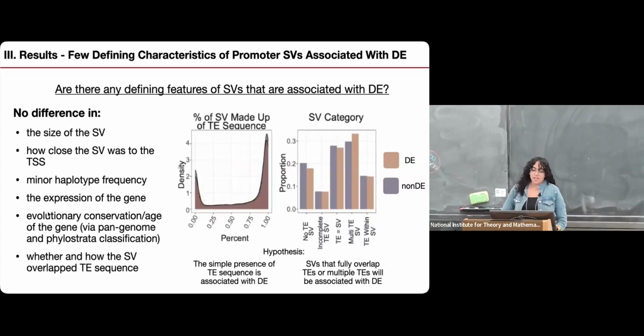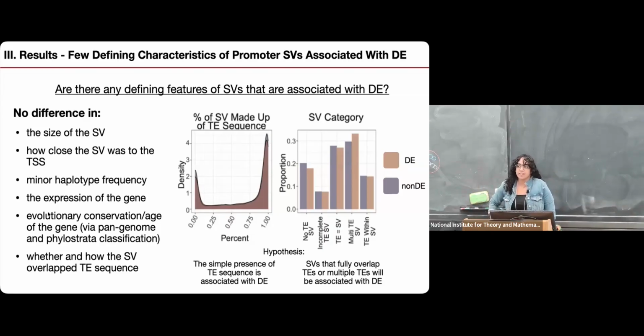And finally, slightly surprisingly, going back to the promoter SVs themselves, we just looked at whether and how the SV overlapped TE sequence. So we hypothesized that maybe having more of the SV made up of TE sequence might be associated with differential expression, or perhaps fully containing one or multiple TEs. One or more TEs within your SV might be more likely to be associated with differential expression.